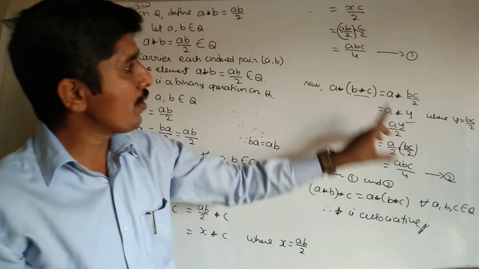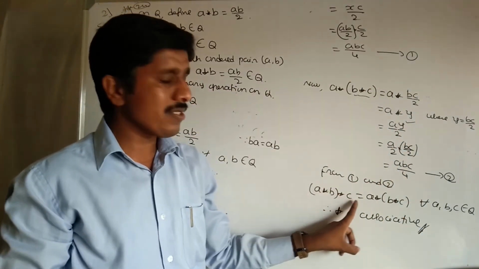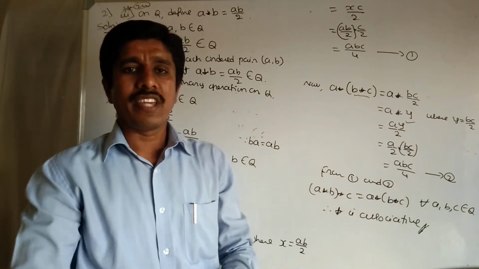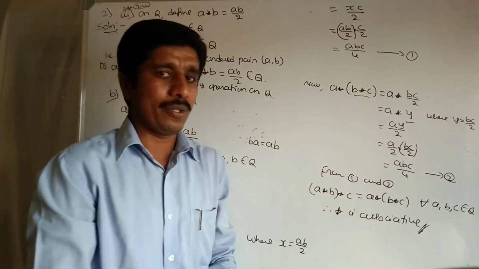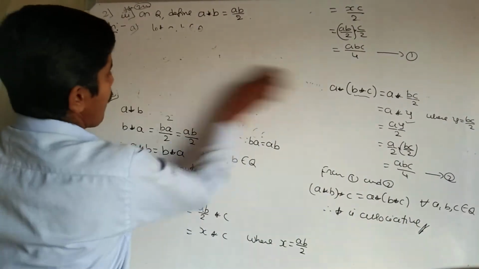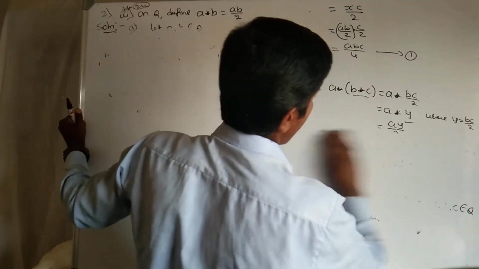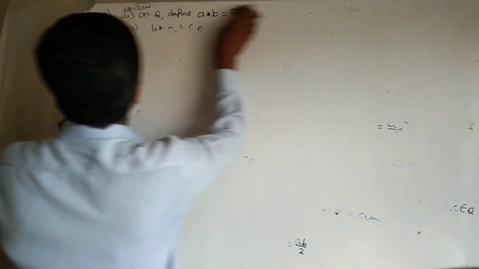From equations 1 and 2, both are equal. Then clearly (a star b) star c equals a star (b star c). Therefore, star is associative. So now go to the next.